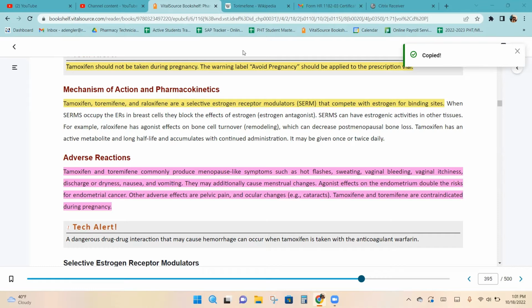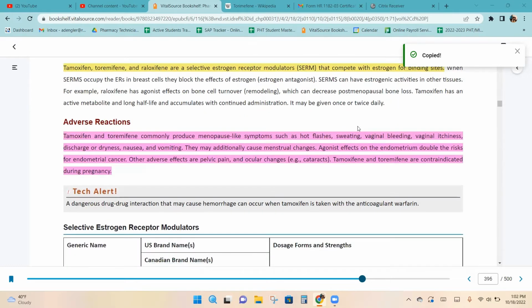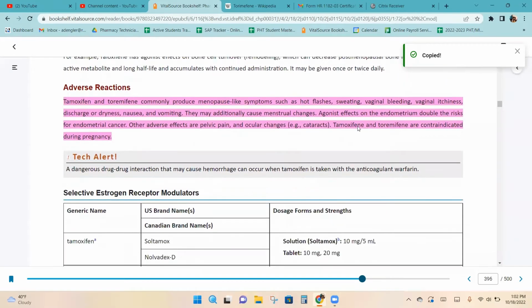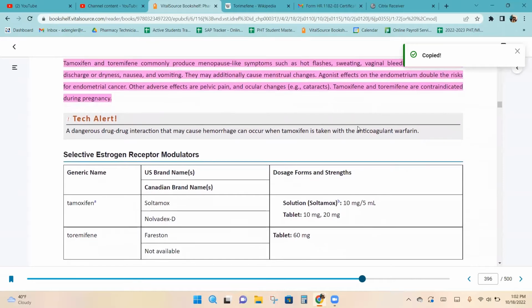Tamoxifen and toremifene commonly produce menopause-like symptoms such as hot flashes, sweating, vaginal bleeding, vaginal itchiness, discharge or dryness, nausea and vomiting. They may additionally cause menstrual changes. Agonist effects on the endometrium double the risk for endometrial cancer. Other adverse effects are pelvic pain and ocular changes, and they are contraindicated during pregnancy.